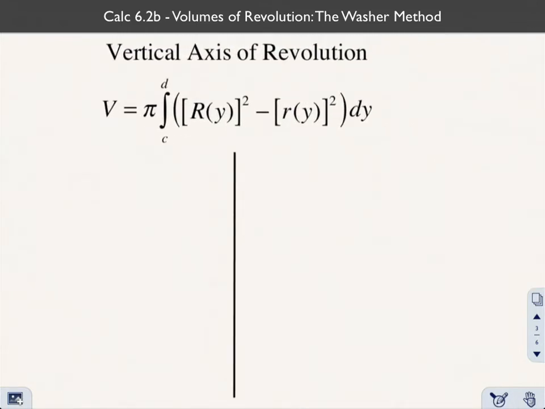Now I can just draw my functions. Maybe it would look like this, and maybe like this. We want to revolve this around a vertical axis now. And this would just get mirrored on the other side.